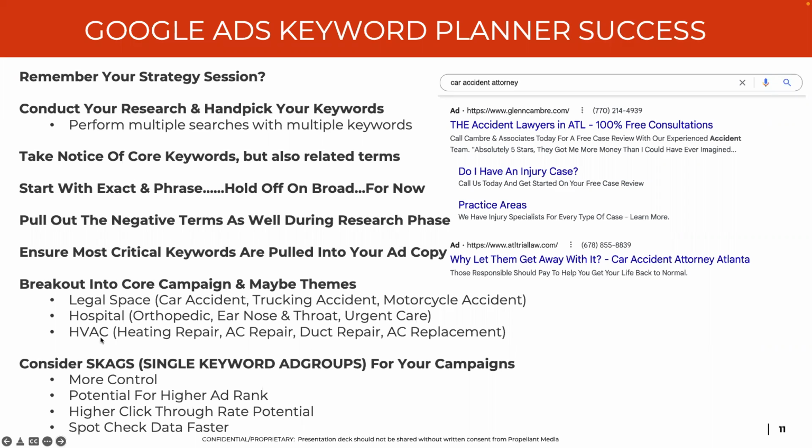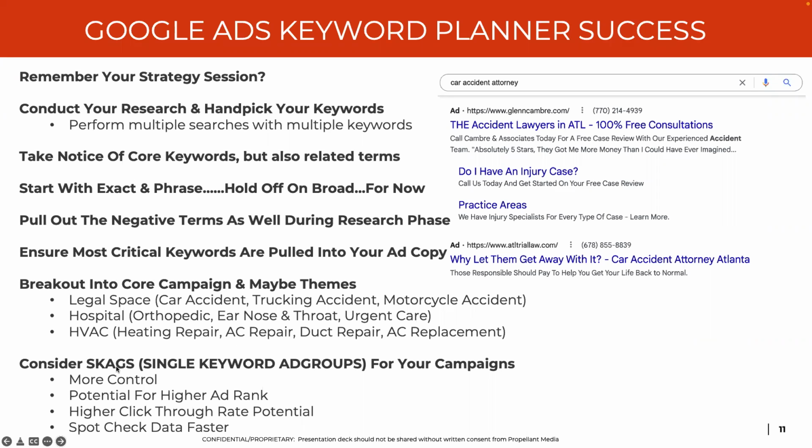And a last example would be HVAC repair. So you have heating repair, AC repair, duct repair, AC replacement. Those are all separate services that a brand offers. I personally would put those in separate campaigns so you can view and measure the performance with more specificity, and also manage the ads with more clarity as well.